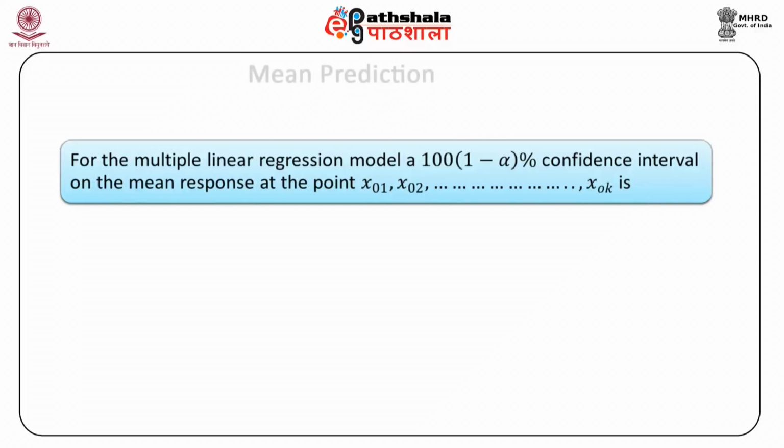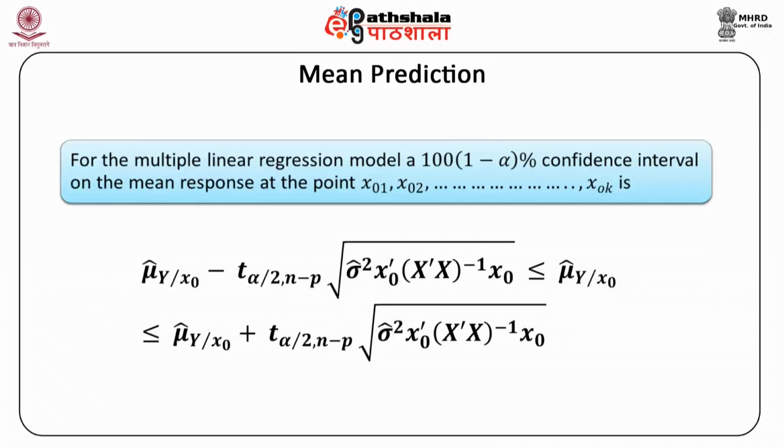For the multiple linear regression model, the 100 into 1 minus alpha percent confidence interval on the mean response at the point x01, x02 to x0k is denoted as mu y hat given x0 minus t alpha by 2, n minus p, under root of sigma hat square into x0 prime into x prime x inverse x0, which is less than or equal to mu y given x0, which is less than or equal to mu y hat given x0 plus t alpha by 2, n minus p, into under root of sigma hat square into x0 prime into x prime x inverse x0.